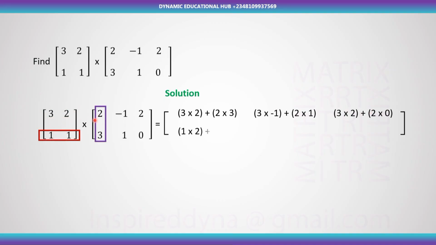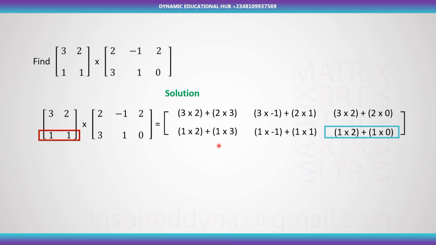We have 1 multiplied by 2 plus 1 multiplied by 3. Also have 1 multiplied by minus 1 plus 1 multiplied by 1. Lastly, we have 1 multiplied by 2 plus 1 multiplied by 0. Now let's compute this. Let's solve this.